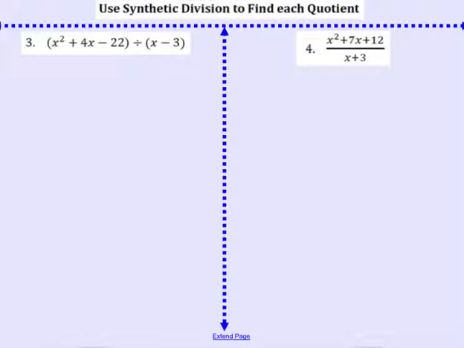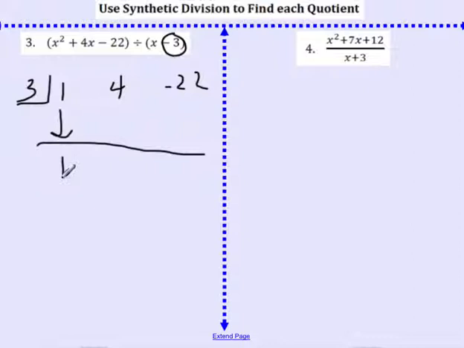All right, let's take a look at number 3. Again, we want to do the opposite of our constant. Since it's a negative 3, I'm putting a positive 3 in that box. Then I have 1, and I have 4, and I have negative 22. So now let's go ahead and solve this out. So we're taking this 1 and dropping it down.